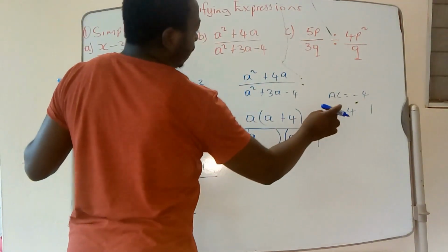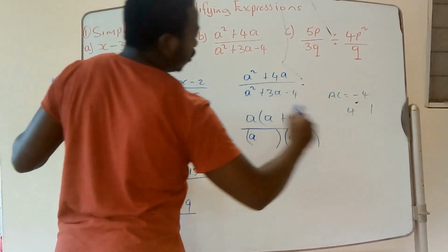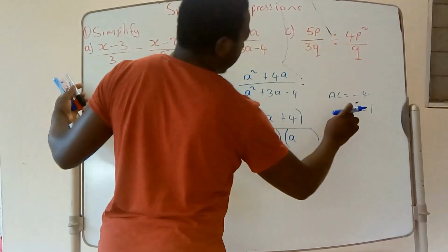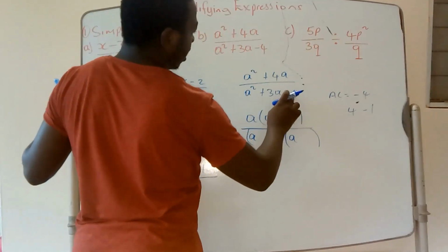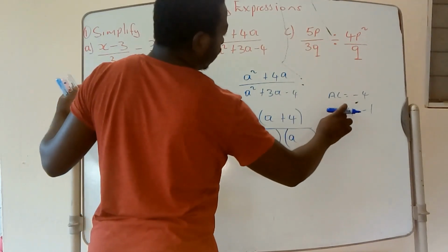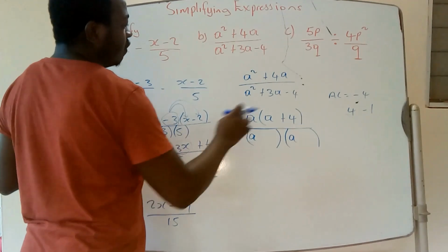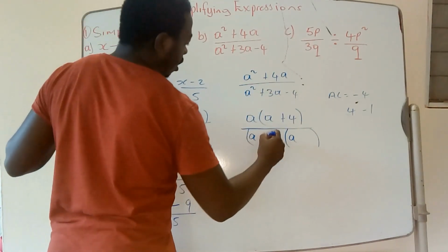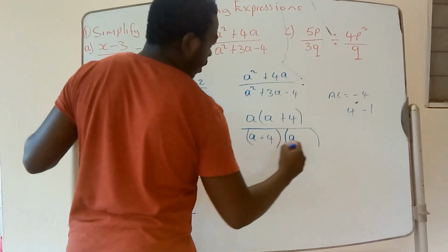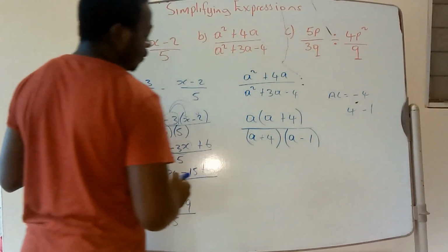So we know that we need a negative 4. So we could put minus. If we have 4 times negative 1, that gives us minus 4, right? And if we have 4 minus 1, that gives us positive 3. So the factors are going to be a plus 4 and a minus 1, right?